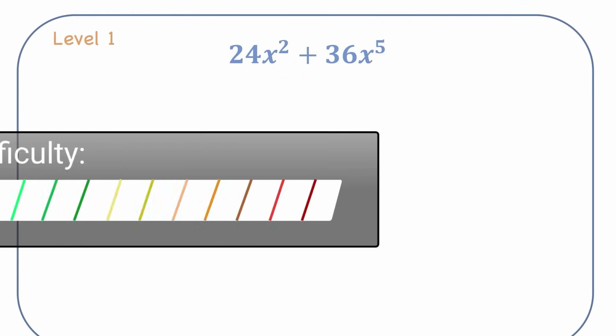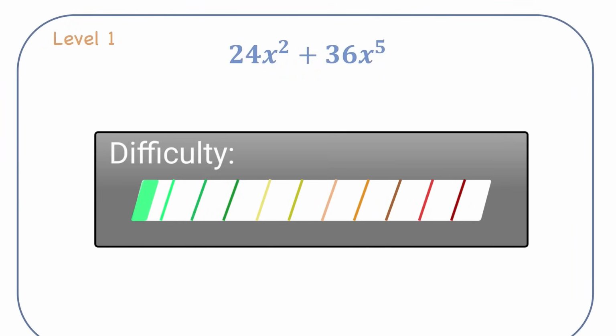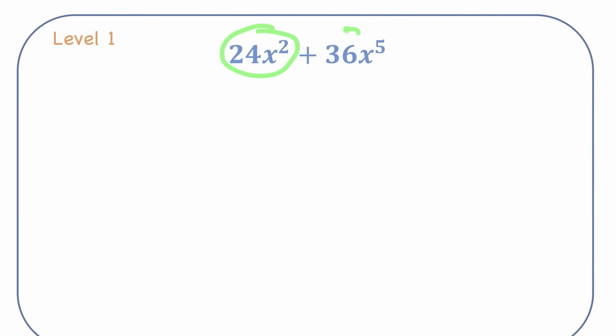Level 1. I have an expression made up of two terms that can be common factored. If I look at the coefficients, I see 12 divides evenly into both 24 and 36, so I'll common factor out a 12. And then if I look at the variable part of each term, I notice they both have factors of x. I'll take out the one with the smaller exponent.